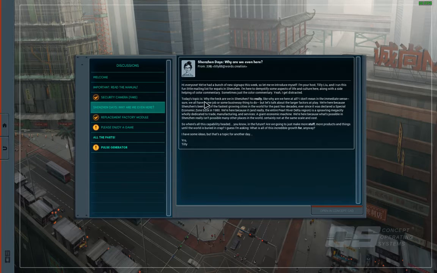Well, today's topic is, why the heck are we in Shenzhen? No, really. Like, why are we here at all? I don't mean in the immediate sense. Sure, we all have some job or some businessy thing to do, but let's talk about the larger factors at play. We're here because Shenzhen's been one of the fastest growing cities in the world for the past few decades, ever since it was declared a special economic zone back in 1980.